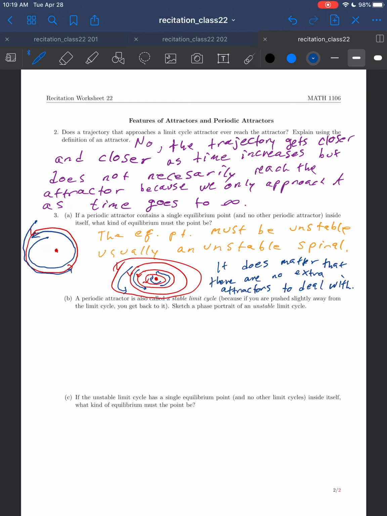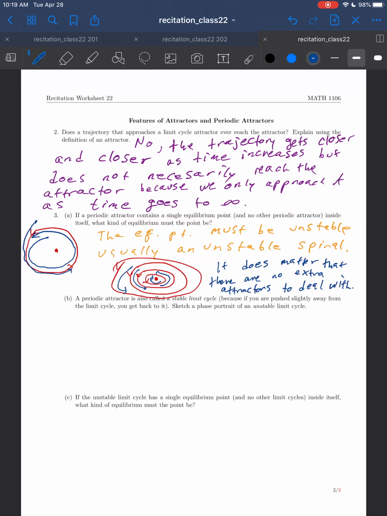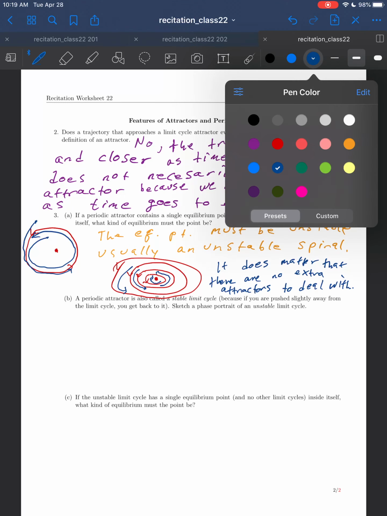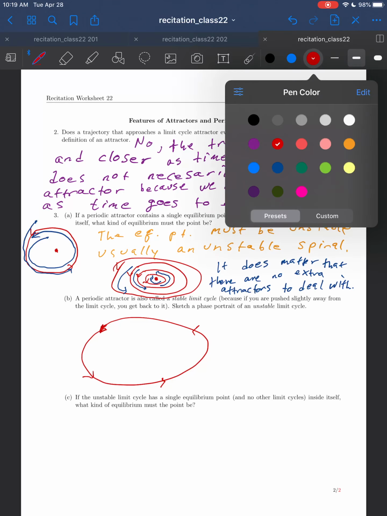Okay, but the main point is this one, that the equilibrium is going to be unstable. So, moving on. A periodic attractor is also called a stable limit cycle. So what should an unstable limit cycle look like? Let's say we have some limit cycle, some loop trajectory, and it's going around like this.